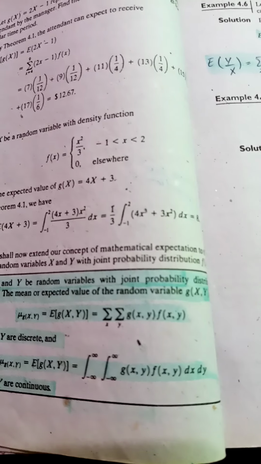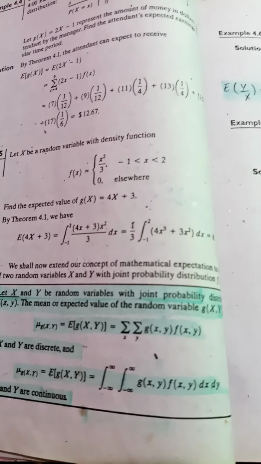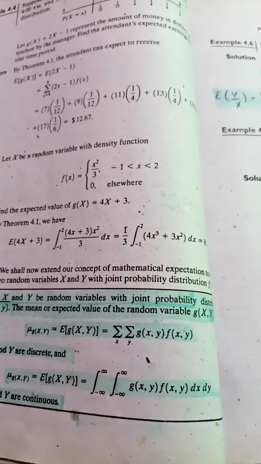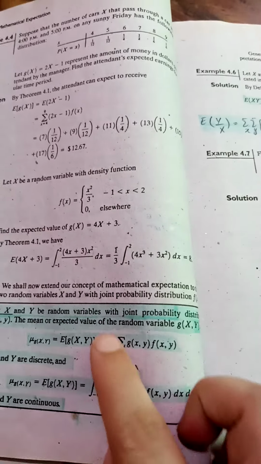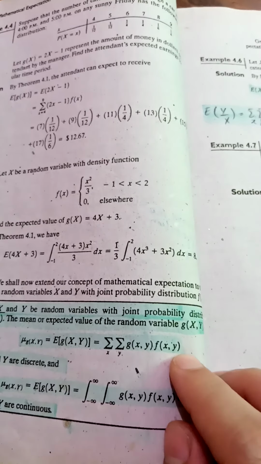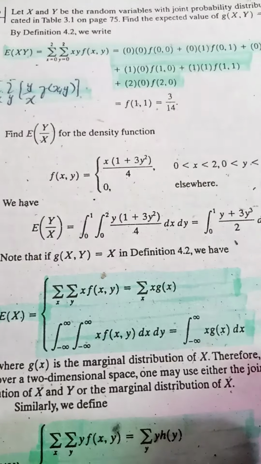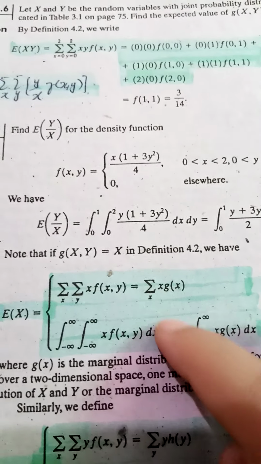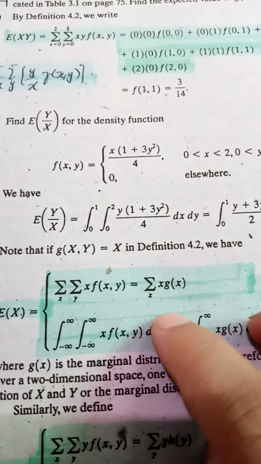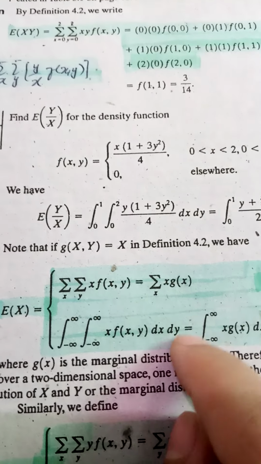This function g of x, y could be anything. It could be x minus y, x over y. There are plenty of options available. Whatever the function is, we can calculate expectation using this formula. Furthermore, we can also compute the expected value of x, expectation of a single random variable, from the joint distribution.